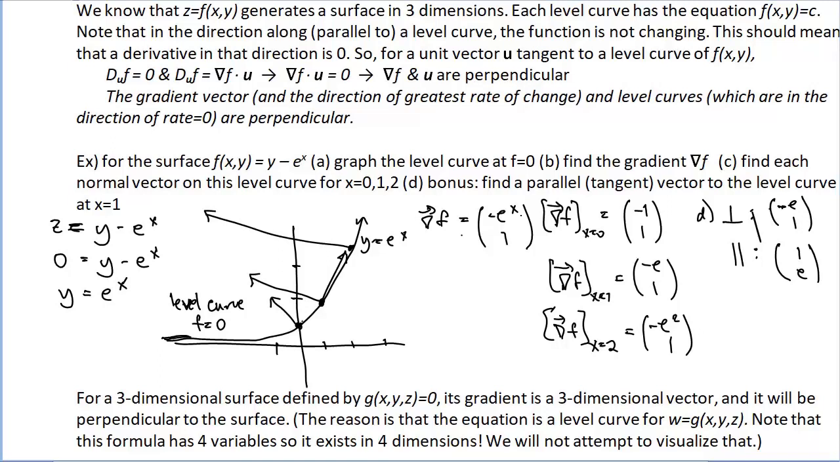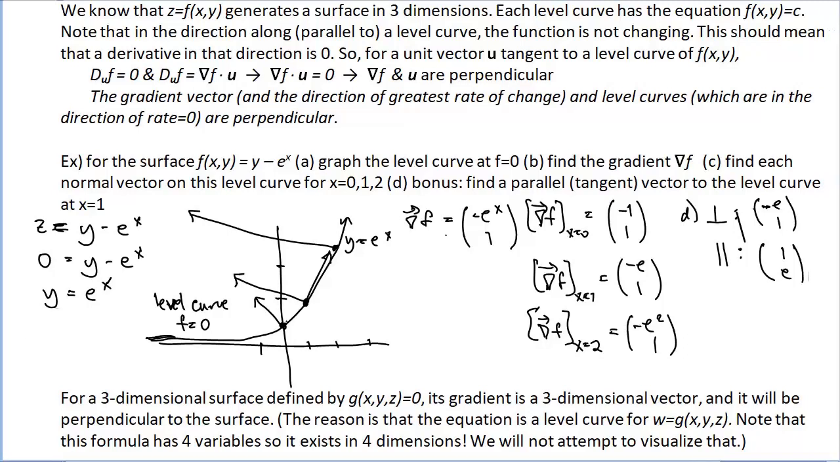Note that formula has 4 variables in it, so its graph would actually live in 4 dimensions. We're not going to visualize that, but it's important to keep track of what is your original function versus what is your level curve. And remember what you're taking the gradient of and what is perpendicular to what. Let's see how this works with an example.